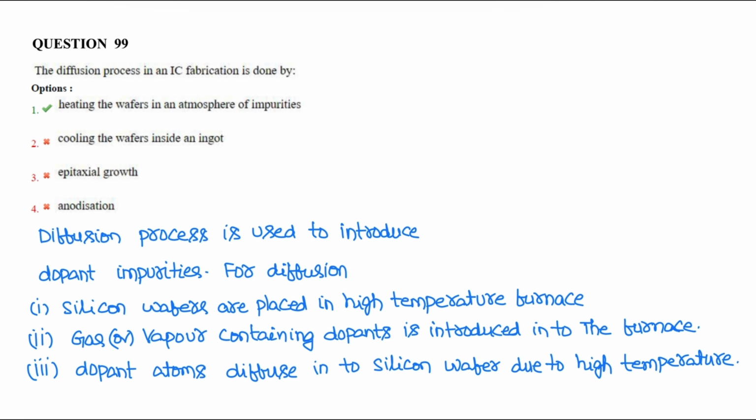Next question. Diffusion process in IC fabrication is done by heating the wafers in atmosphere of impurities. So diffusion process is used to introduce dopant impurities. For diffusion to take place, silicon wafer is placed in a high temperature furnace. Gas and vapor containing dopants are introduced into the furnace. Dopant atoms diffuse into silicon wafer due to high temperature. So correct option is 1.